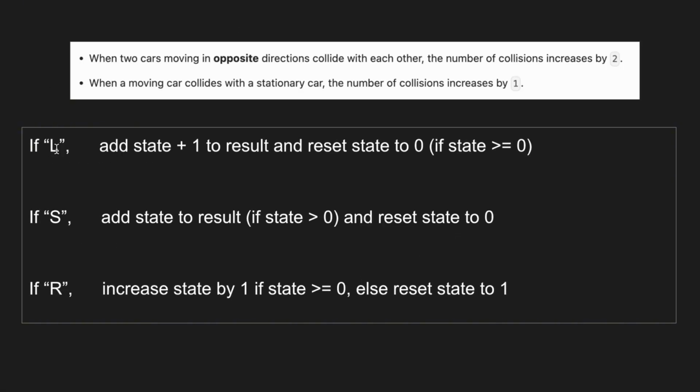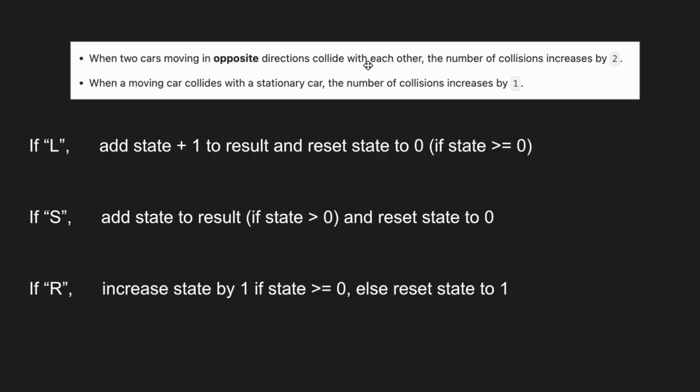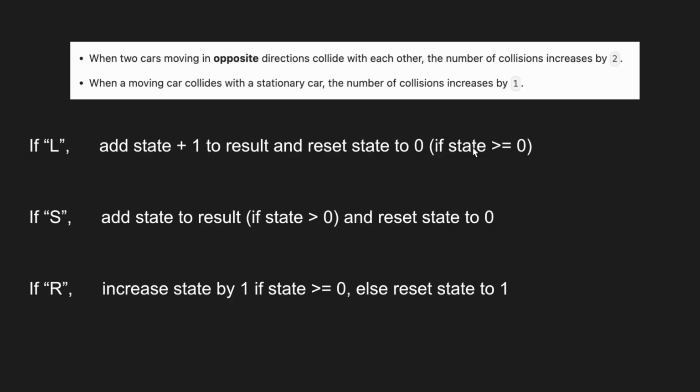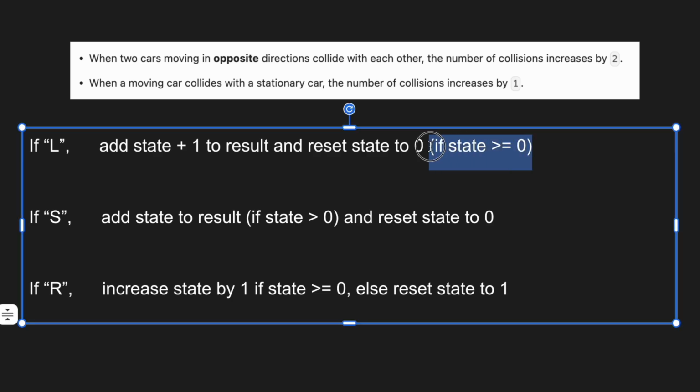So now knowing what state stands for, we will iterate through the string directions, so the input string. And let's say the current character is L, then we need to add state plus 1 to result and reset state to 0, assuming that state is greater than or equal to 0. So let's say the cars on the left are moving right and the current car is moving left, and there will be a collision. And because opposite directions colliding with each other increases the count by 2, that's why there's a plus 1 here. And if state happens to be 0, then we will just add 1 because it'll be 0 plus 1. And if state is less than 0 and the current car is L, then it's just another car moving left and there's no collision. So that's why we only do it if state is greater than or equal to 0.